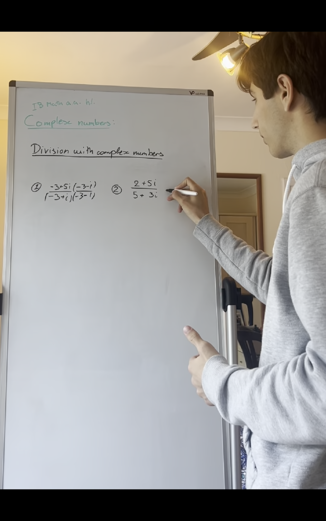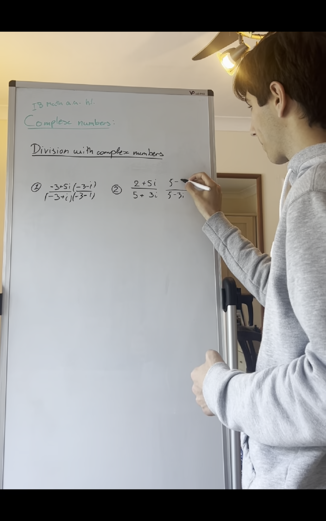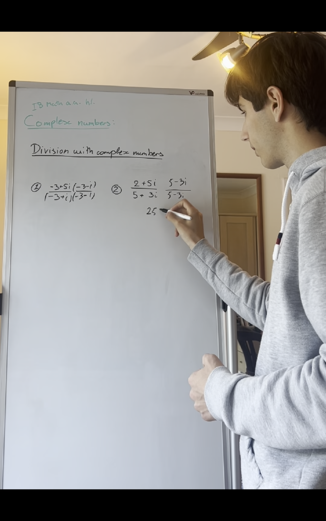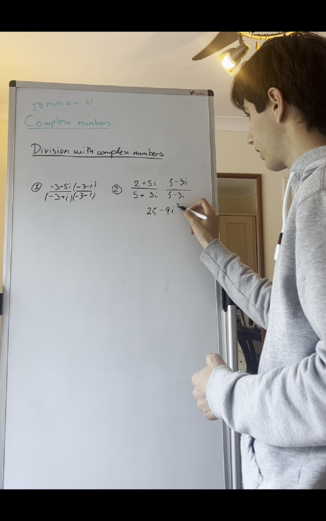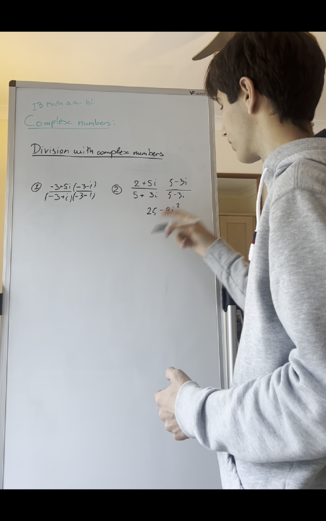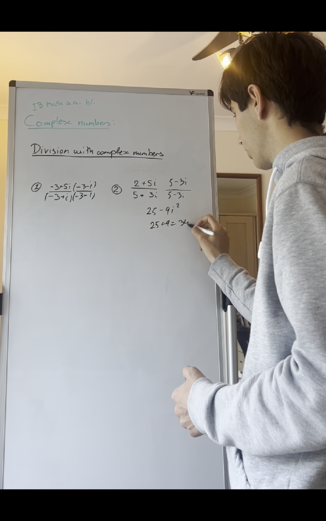Multiply the top and the bottom by 5 minus 3i. On the bottom, you're going to have 25 minus 9i squared. 9i squared again is negative 1, so i squared is negative 1. We're going to have 25 plus 9, which is 34.